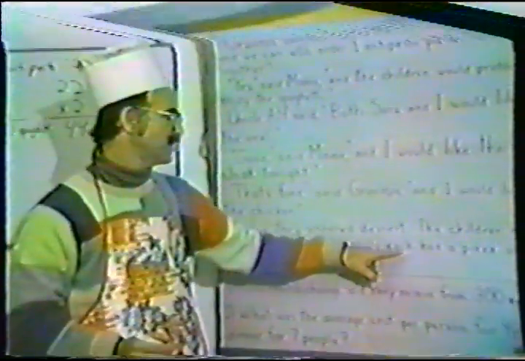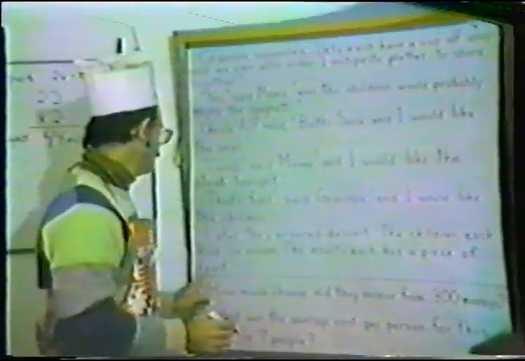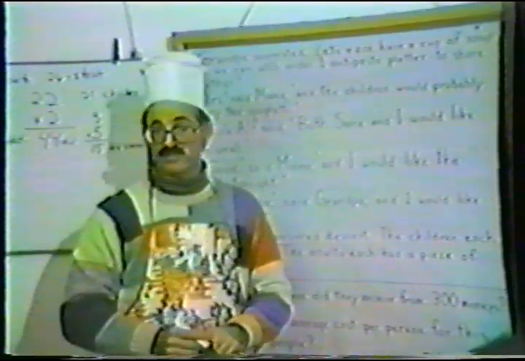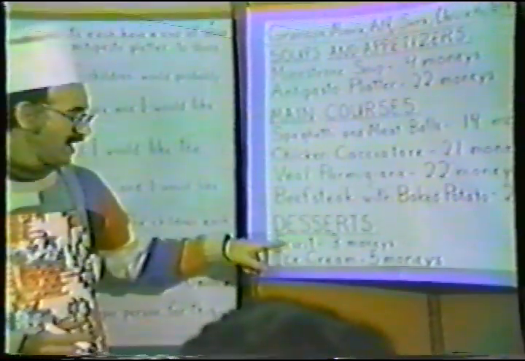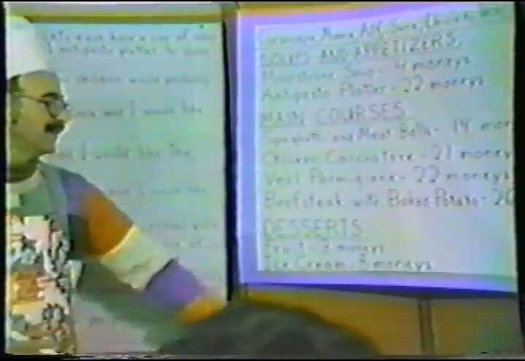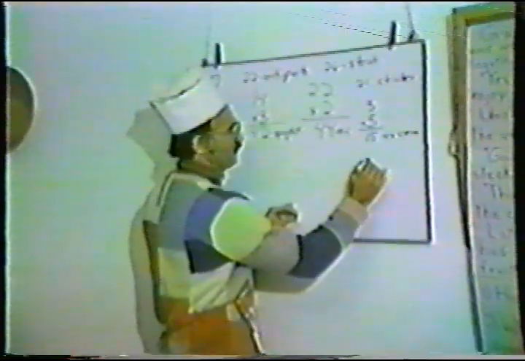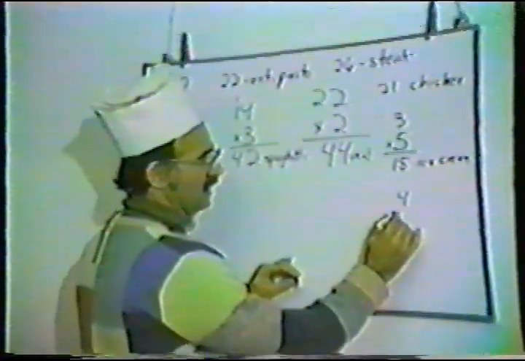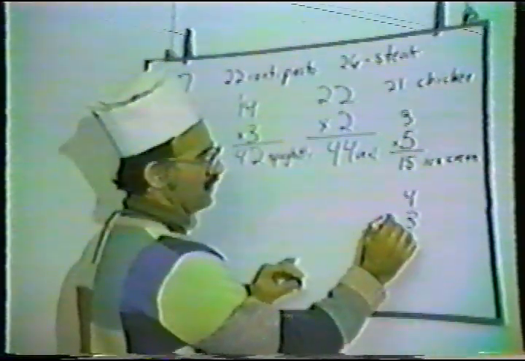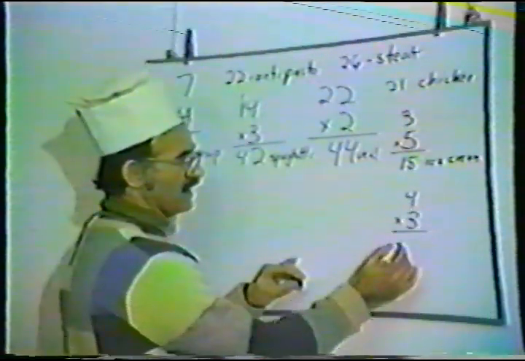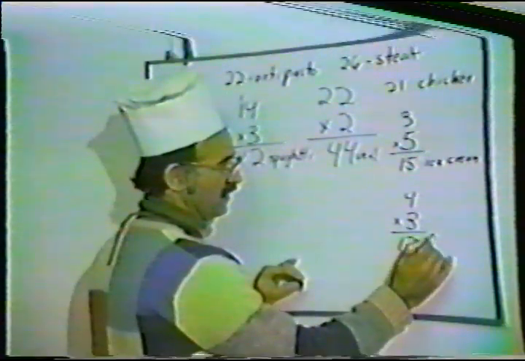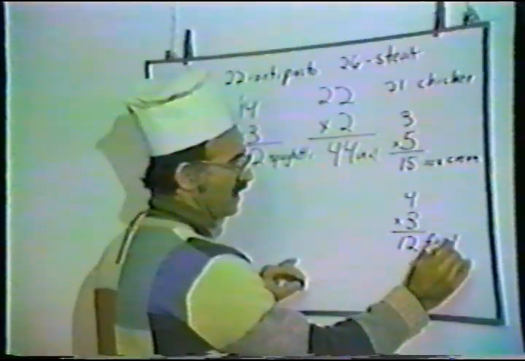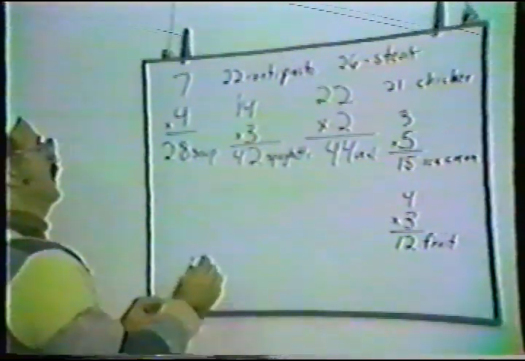The adults each had a piece of fruit. How many adults? 4. How much does ice cream cost? Excuse me, fruit. How much is fruit? 3 monies. 4 adults having fruit, 3 monies each. 4 times 3 is? 12. 4 what? Fruit. And that is everything.